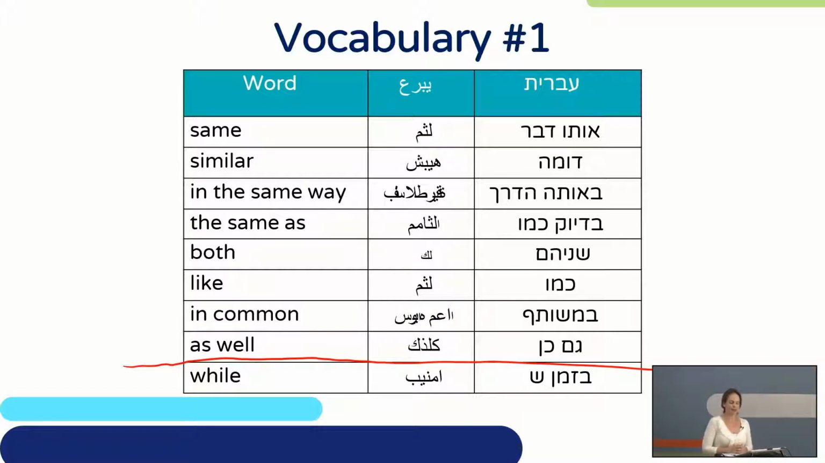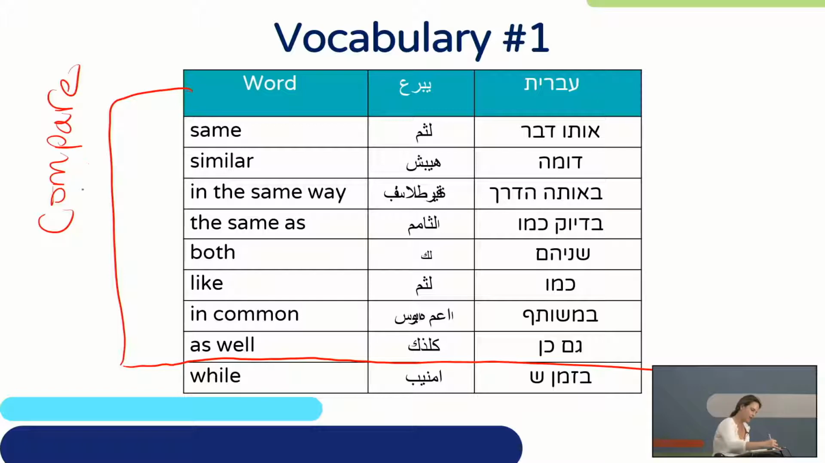In common, במשותף. As well, גם כן. So all these words that we just went over now, these are words or phrases that tell me I am comparing or saying why things are the same or similar.